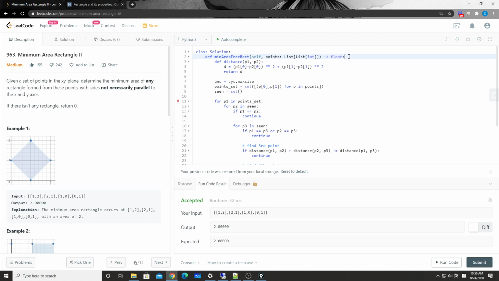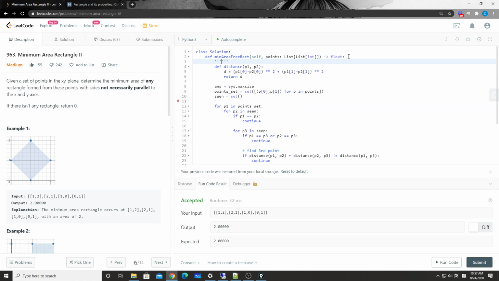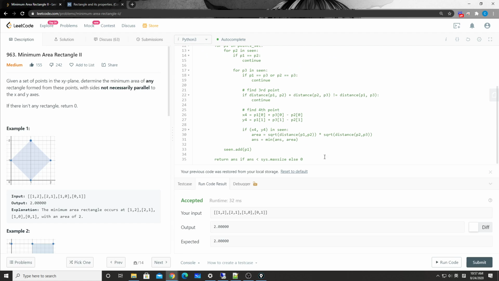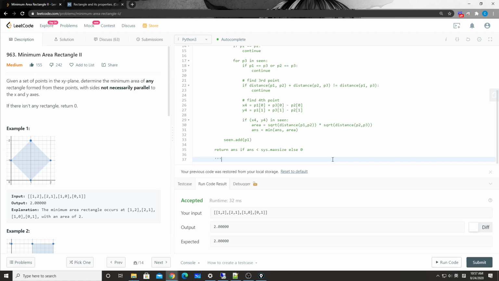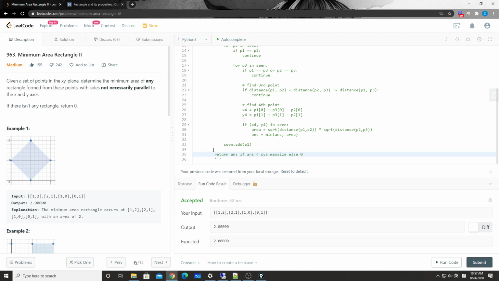It's still like n cubed, right? So even though it performs better than n cubed, I believe it's still bounded by n cubed. Okay, so let's try another solution here. Another solution is by using the center point of those two diagonals.